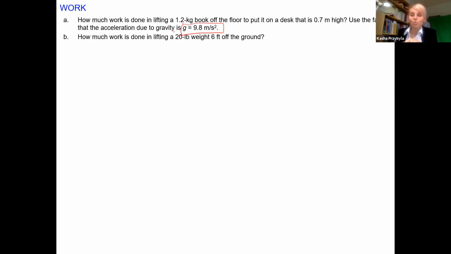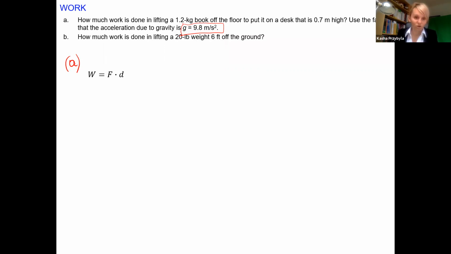And then, how much work is done in lifting a 20-pound weight 6 feet off the ground? We can see that in A and B we have different units. Let's see how we can compute this. This will be A. I typed this, and we have to remember it.